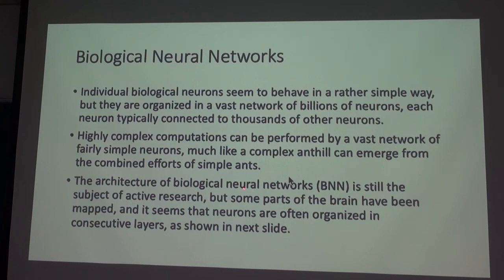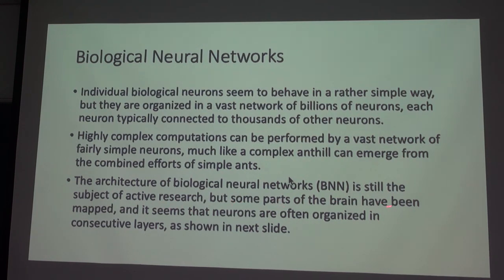So the architecture of biological neural networks, called BNN, is still the subject of active research because people are still trying to find which part of the brain is in charge of what. Like, if we can tweak some part of the brain to maybe heal a patient. For example, if a person has Alzheimer's, is there a way that we can somehow fix that issue? It's still a very active research topic.